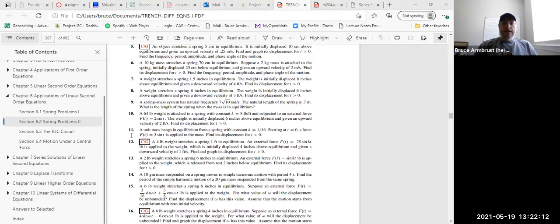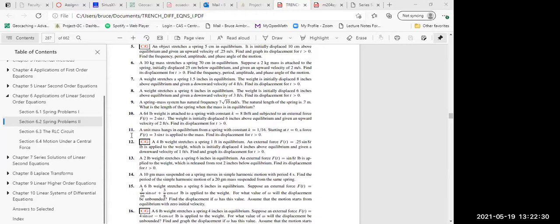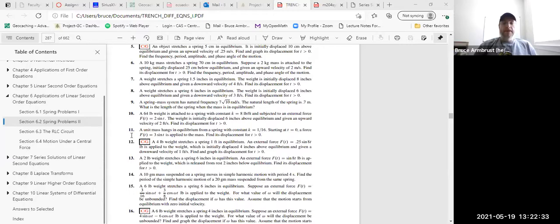Let's think about what we need. We need m, k, and gamma. So it says a unit mass hangs in equilibrium. What's its mass? What does that mean if we say unit mass? 1, I'm guessing. Yes, that's just mass 1. You notice how they didn't actually give us units here? So this is 1 pound, kilogram, whatever. It's 1 in whatever system we've got.